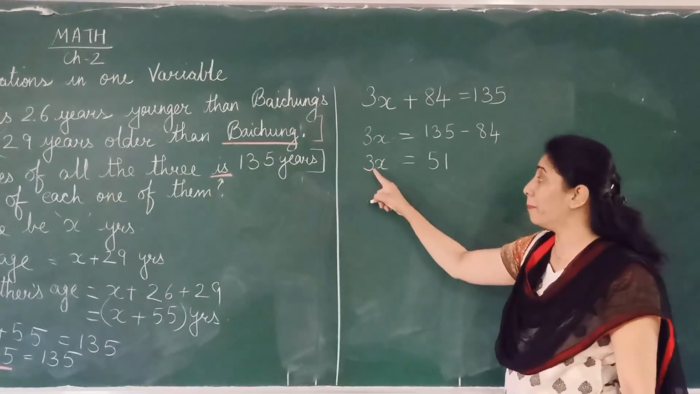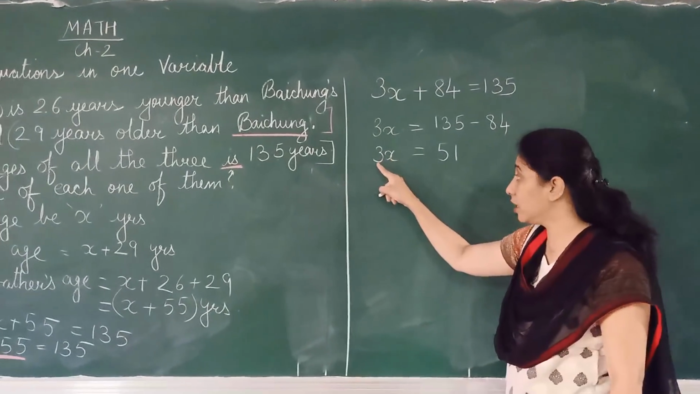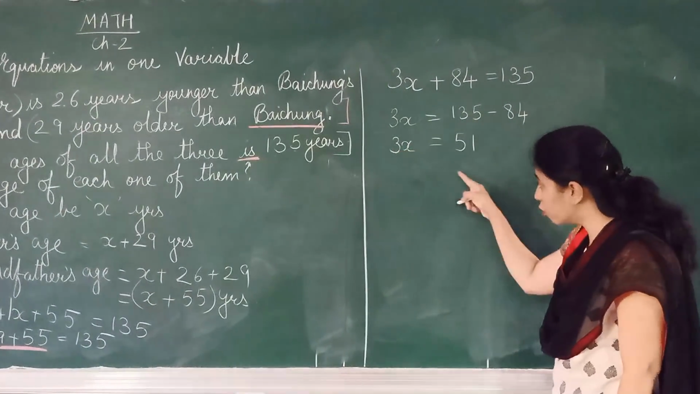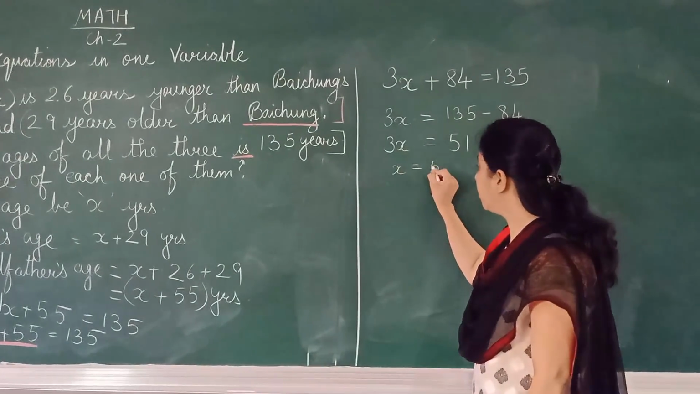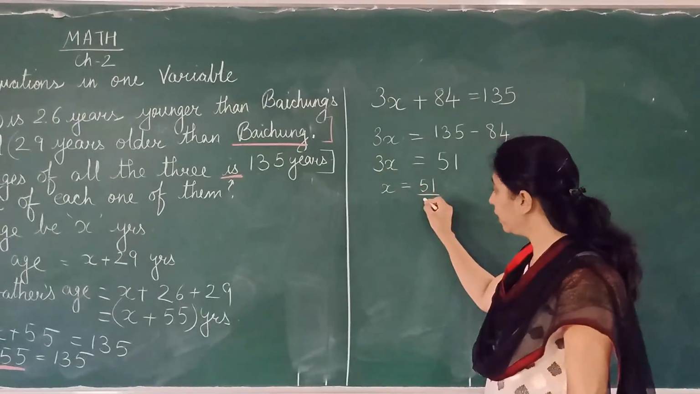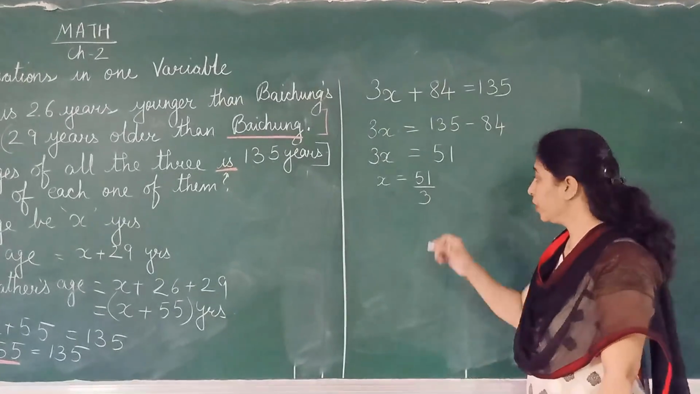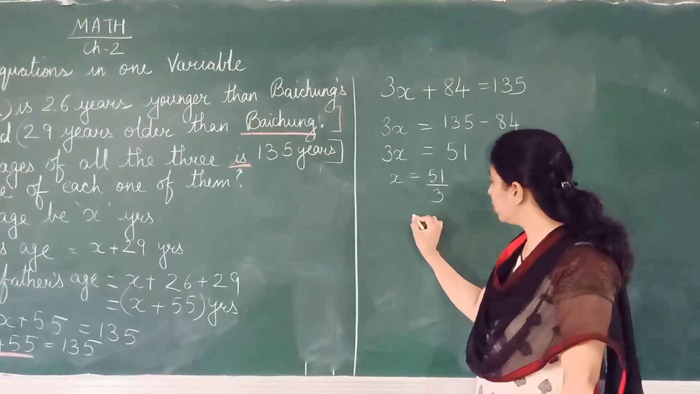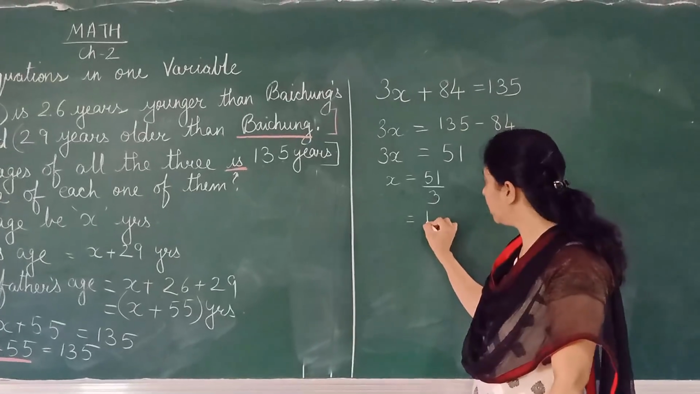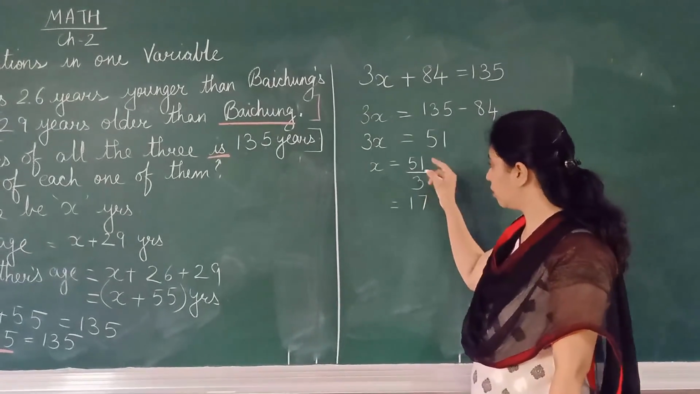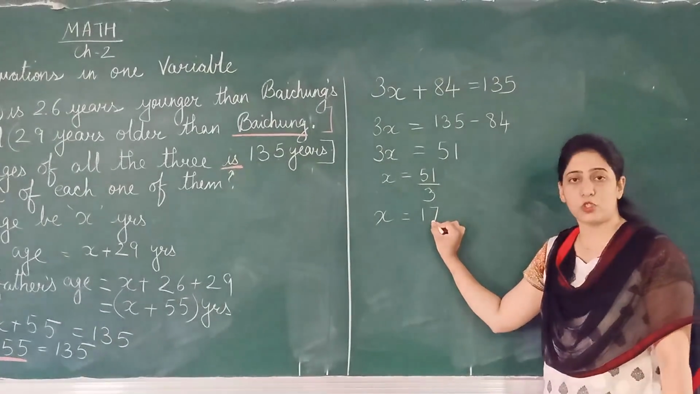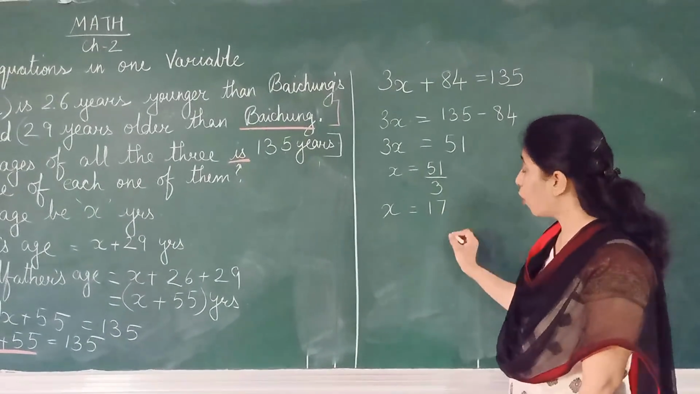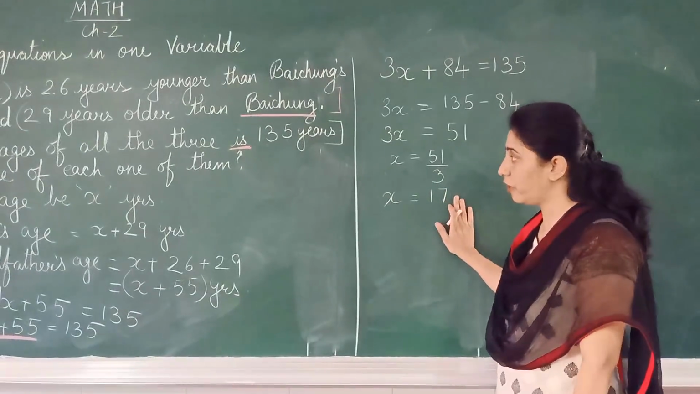Again it is 3 multiplied by x. When it is 3 multiplied by x, when it goes to the right hand side, again it becomes division. So 51 will be divided by 3. Now divide. So 3 1s are 3. 3 7s are 21. So your answer is 51 divided by 3 is equal to 17. Okay. So you have got the value of x is 17.